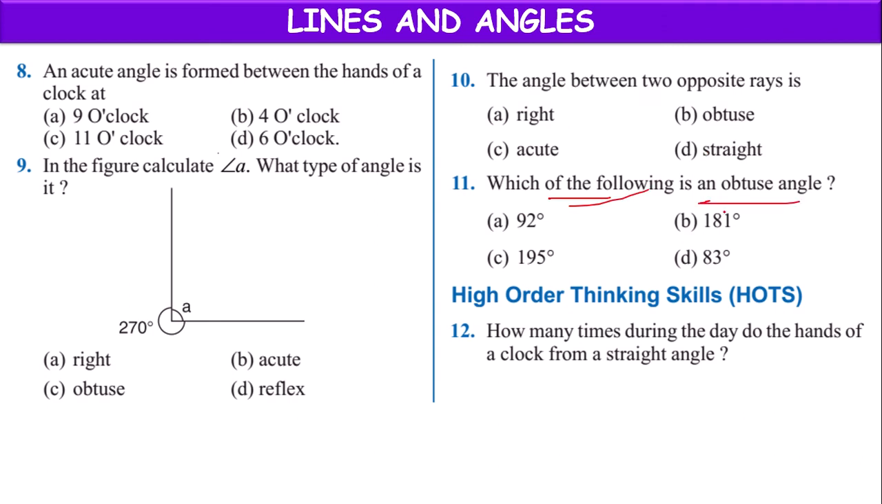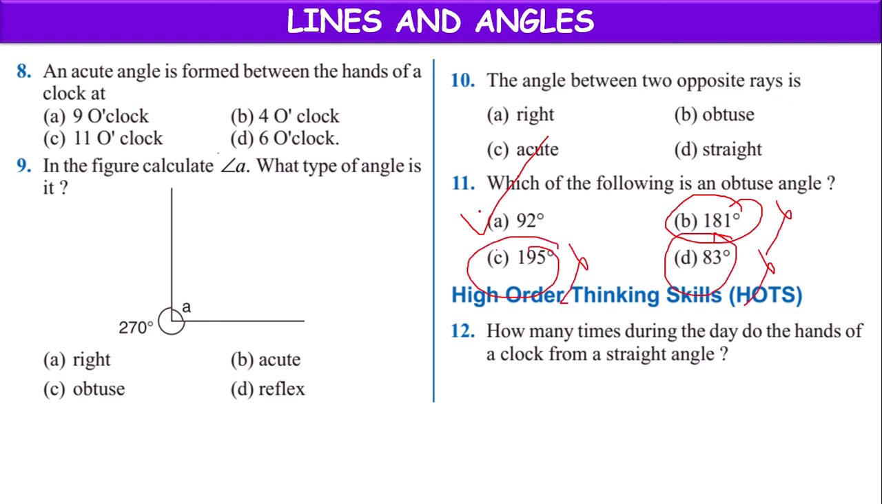So which of the following is obtuse? Obtuse means greater than 90, less than 180. So 92 degrees, correct. Greater than 180, wrong. Less than 90, wrong. Option A is correct.